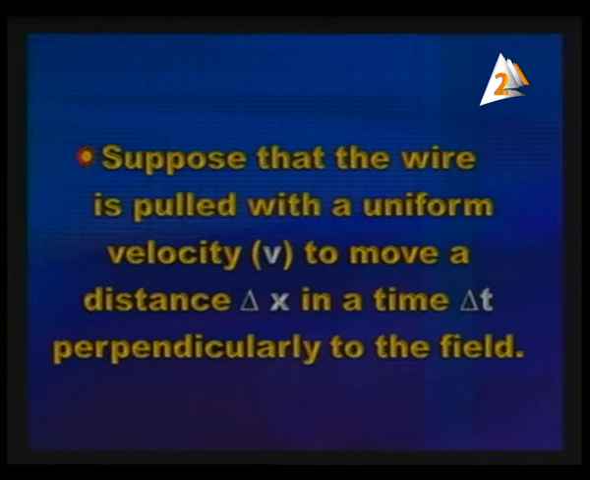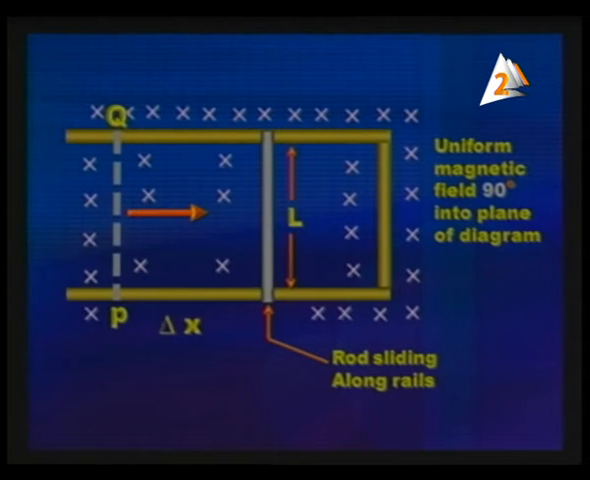Suppose that the wire is pulled with a uniform velocity V to move a distance delta x in a time delta t perpendicularly to the field. Once again we've got a wire PQ. The wire is pulled to move a distance delta x in a uniform magnetic field. Direction of motion is perpendicular to the field. The field is denoted by X, which means the field is directed down into the page or into the screen.